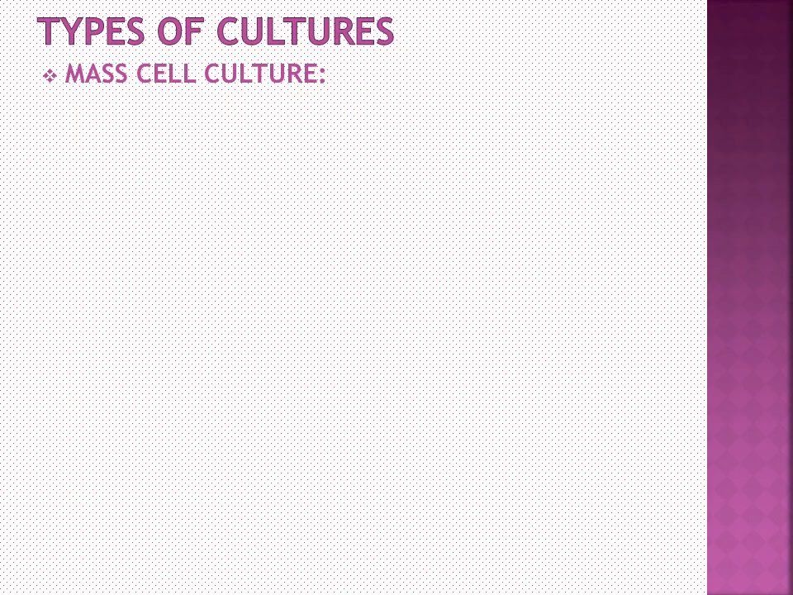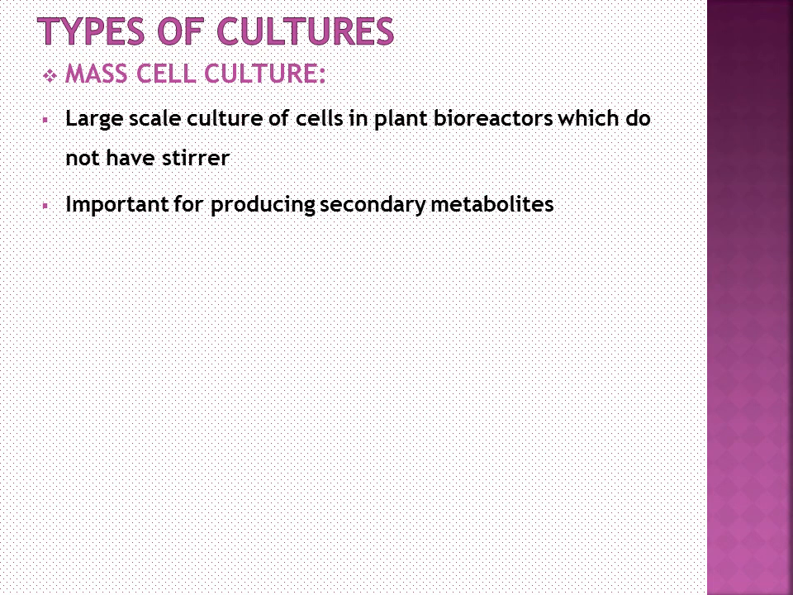Next, let's look into mass cell culture. Large-scale culturing of cells in plant bioreactors which do not have a stirrer is what we call mass cell culture. We do not use a stirrer because plant cells are very shear sensitive. Mass cell culture is important for producing secondary metabolites which are of pharmaceutical importance.